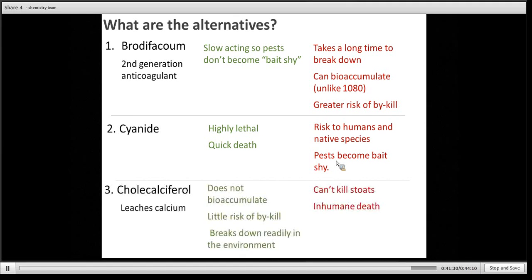Then we've got one that leaches calcium, so in a way a bit like that with the citric acid buildup. Remember I said it attaches onto calcium. This does the same sort of thing. It doesn't bioaccumulate, breaks down readily. There's little risk of biokill, but it doesn't kill stoats, because remember I said stoats are carnivores, and so they won't go for the baits. And it's a pretty horrific death as well.